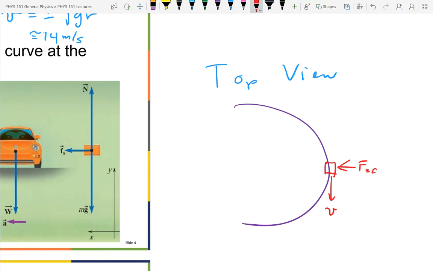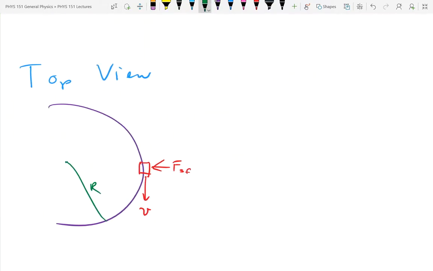So oftentimes people get the directions confused because the direction it would go is straight down, but the direction we need is perpendicular to that to make it go in a circle. So there's the top view, and then I, of course, have the radius of my circle here. And then we go to the side view. So in the side view, here's my car.